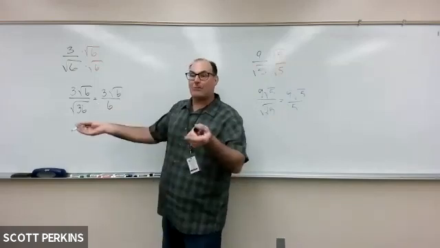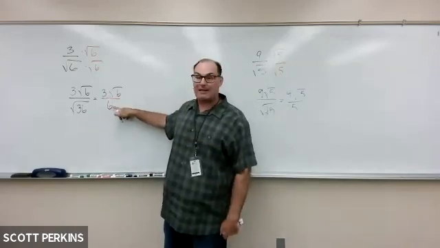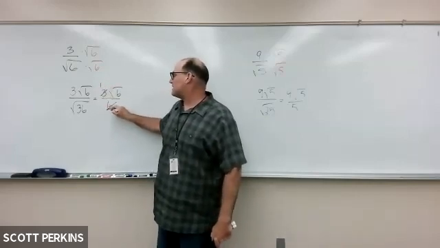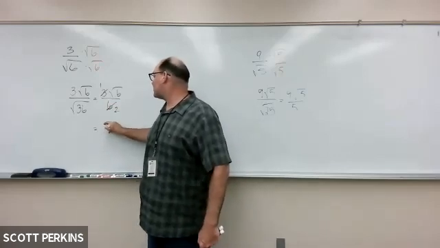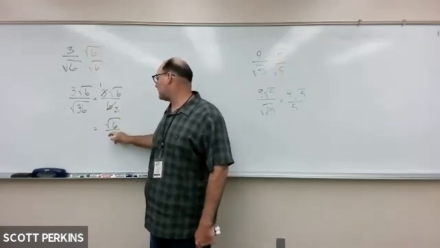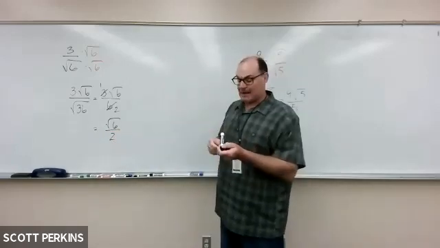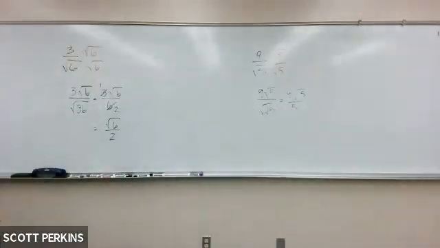Because outside the radical, I've got a 3 and a 6 outside the radical. So 3 goes into 3 one time, 3 goes into 6 2 times. So I've not violated anything I've told you about radicals on that particular thing, because both of those numbers were outside the radical. All right, here's one more problem with a monomial in the bottom.